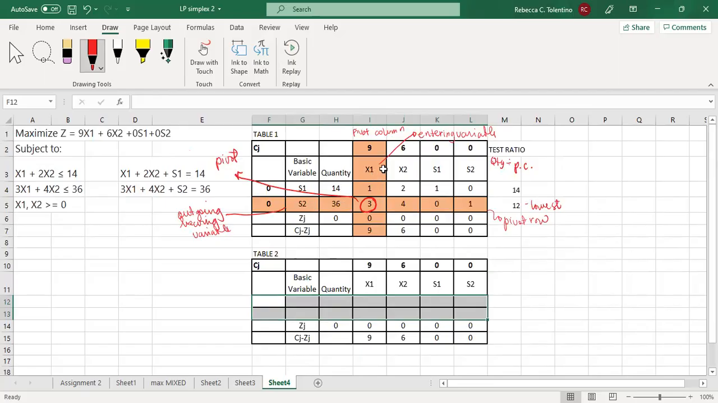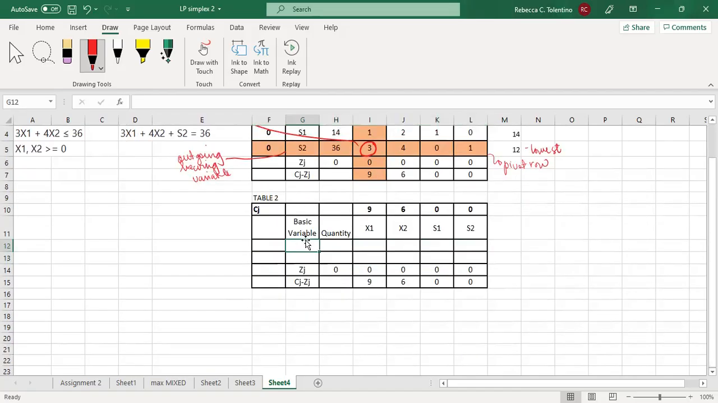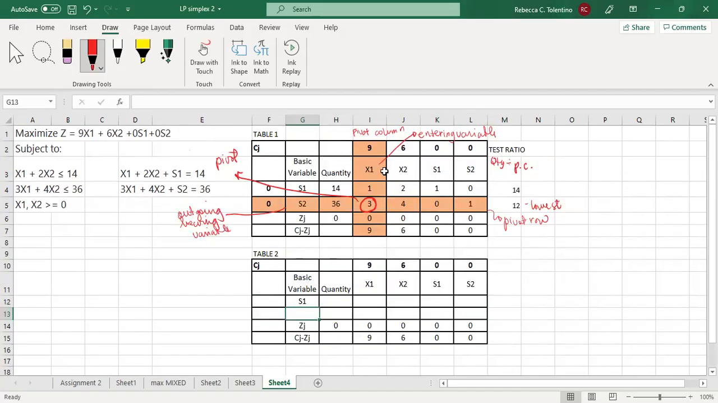So sabi dito, the entering variable is x1 and the leaving variable is s2. Because what will happen, guys, is in table 2, instead of having s1 and s2 in the basic variable, s2 will be replaced by x1. So ang ipapalit natin sa s2 si x1, instead of previously s2. So we have to put the new entries here. So this is what we call the replacing row.